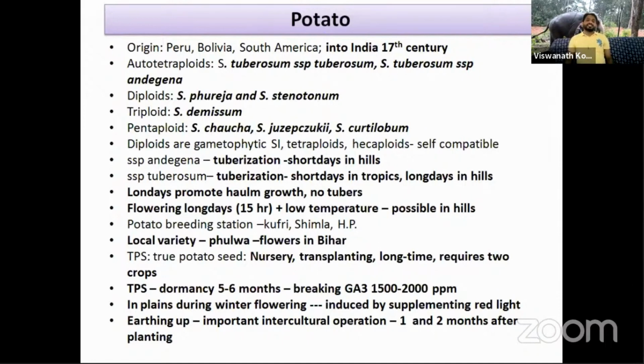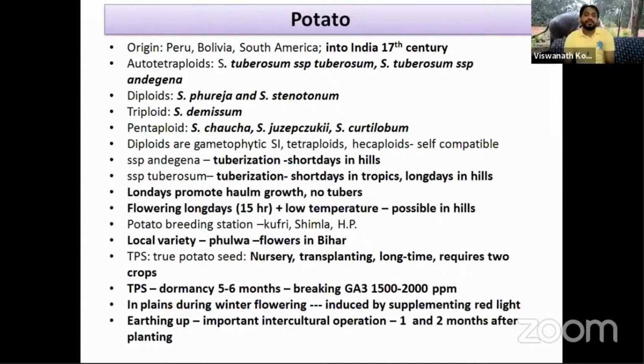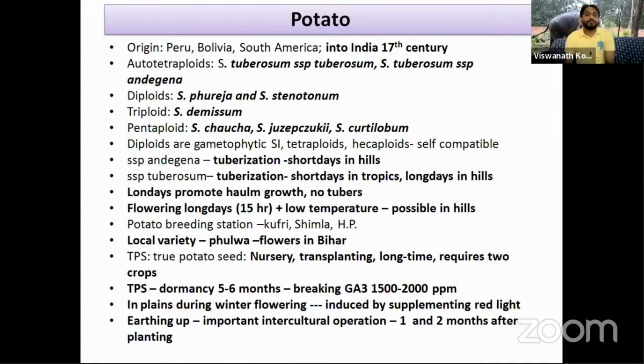And the subspecies Andigena produces tubers in short day conditions in hills, whereas the subspecies Tuberosum produces tubers in short day conditions in tropics, and long day conditions in hilly areas. And long days promote the hulm growth and no tubers. For tuberization of potato, especially in India, we have subspecies Tuberosum, which requires short days for tuber production and long days for flower production. So the potato in India does not produce tubers under long day conditions.